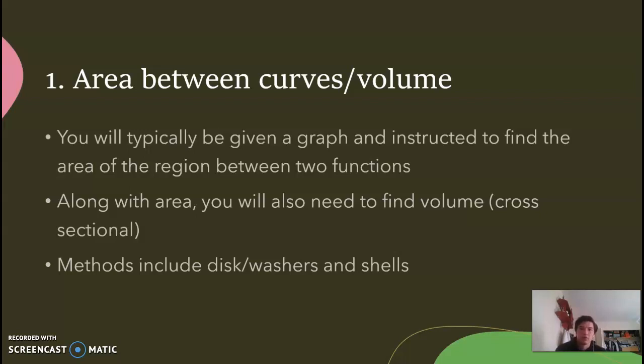And for volume, you'll be using the cross-sectional volume, whether that includes discs, washers, or shells. And then usually you can use shells. They won't typically give a shell-specific problem, but you can always use that if it's easier.